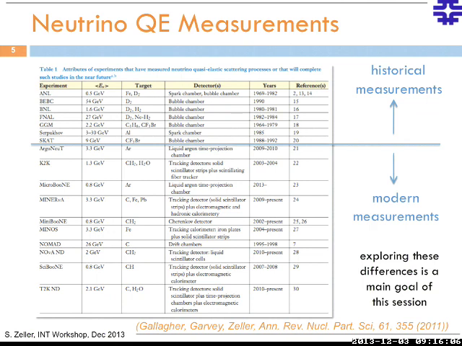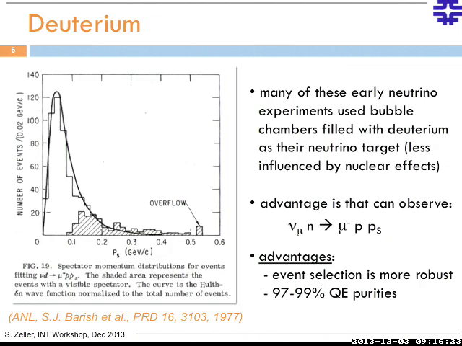And exploring these differences will be a major goal of this session, to really gain some better understanding of what it is that we're all measuring now compared to what we measured historically with this process. Historically, as I mentioned, most of the early measurements, and this being studied now almost over 40 years ago, used bubble chambers filled with deuterium. That target was chosen because it was recognized that was less influenced by nuclear effects. And the advantage in this case is that you can observe quasi-elastic scattering through the emission of a final state muon, the proton, and they could also observe the spectator proton from the interaction. And this has several advantages.